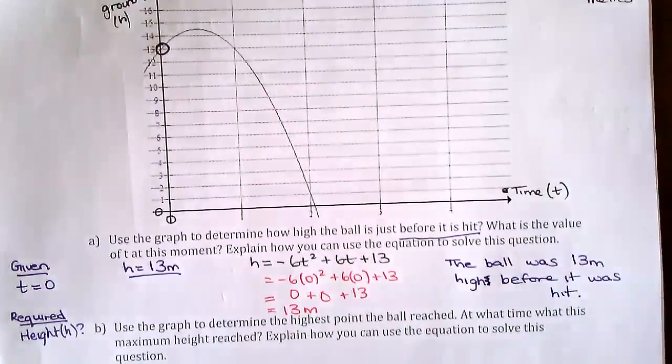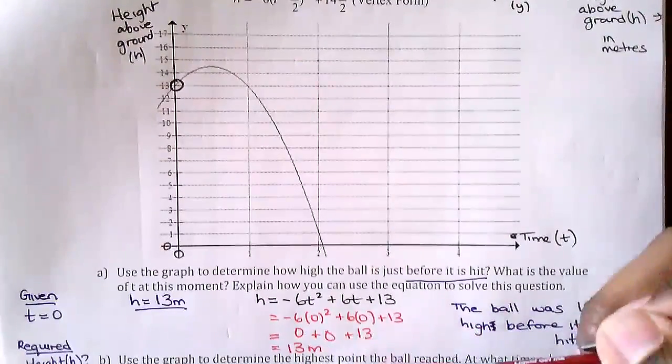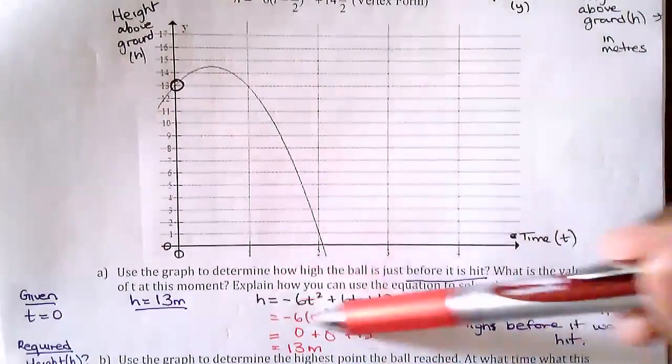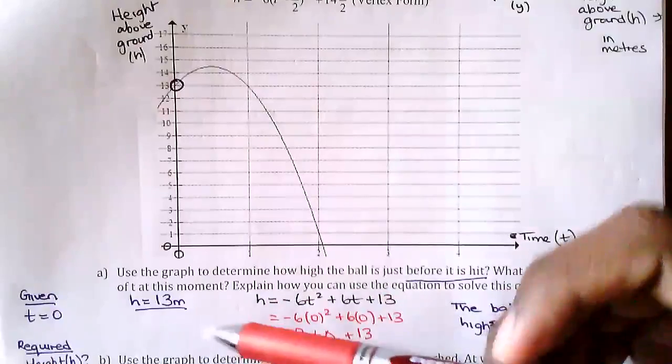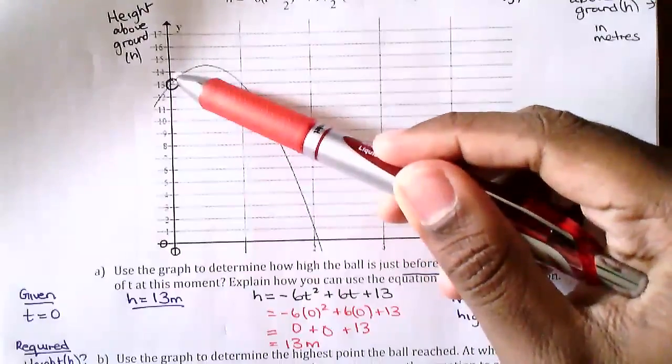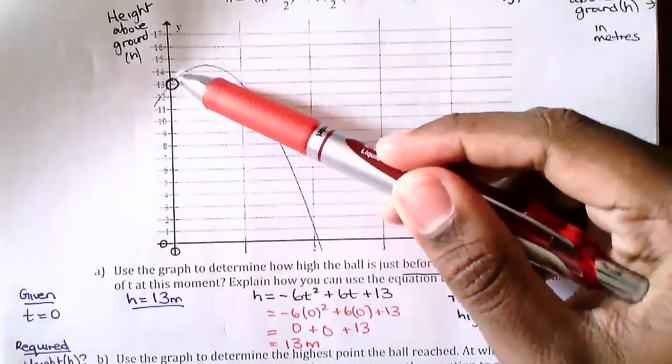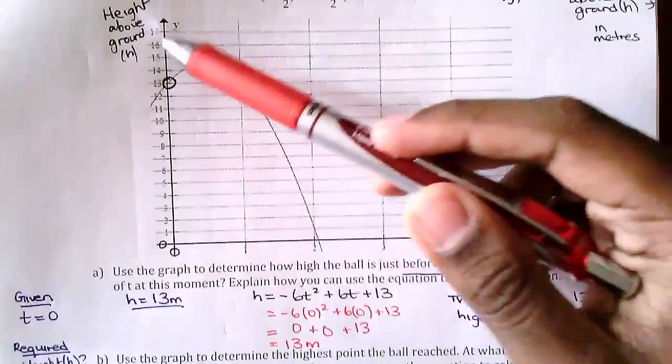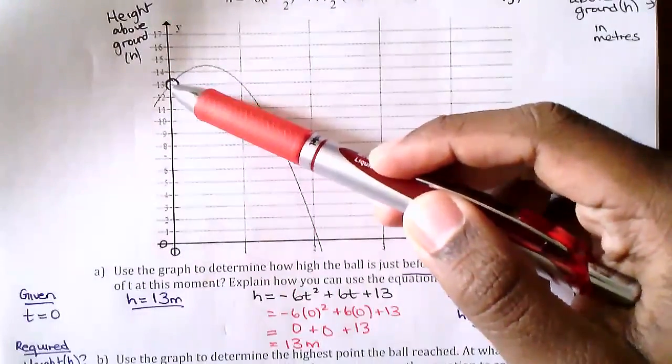Okay? Something to keep in mind here. Any one of these equations, either the standard or vertex form, would have given us 13 meters. But there was a specific reason why I chose the standard form. When time is 0, the height is a value. This point occurs on the y-axis. So this is the y-intercept in this case.